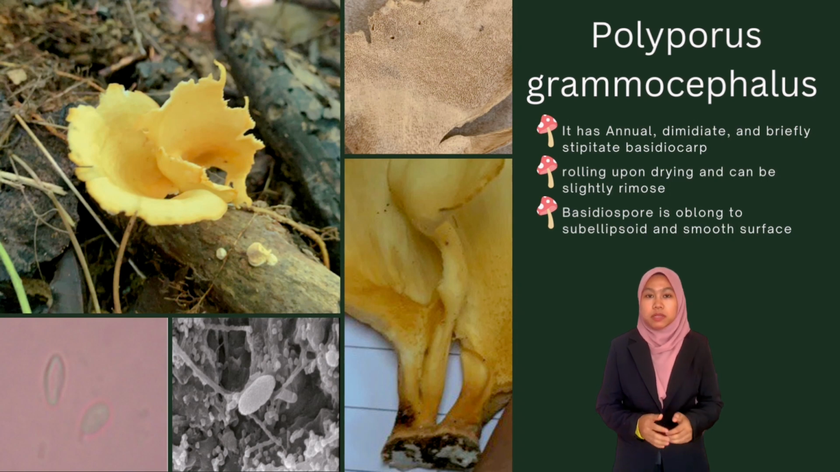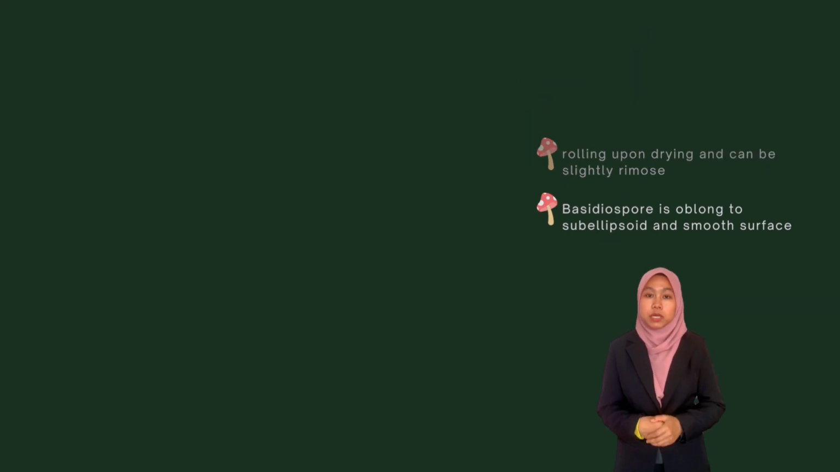It has annual, dimidiate, and briefly stipitate basidiocarp. Upon drying, margin becomes woody, which can range from smooth to rolling and can be slightly rimose. Pore surface characterized by tiny, close-packed tubes or pores with 2 to 3 per millimeter and angular. The stem is short, laterally placed, long-stalked and solid. The spore is oblong to sub-ellipsoid and has a smooth surface. This species has a widespread distribution and is found in tropical and subtropical regions.